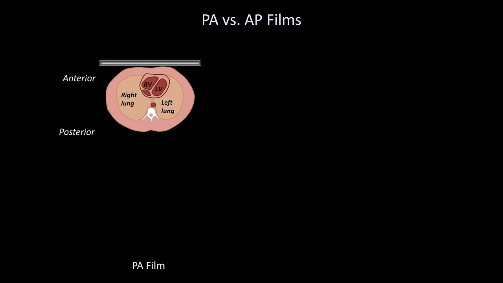Before I discuss specific findings, I need to also review another very important difference between PA and AP films that I haven't talked about yet. Let's start with a PA film, and here's an axial cross-section through the thorax at the level of the heart. The patient's front is up against the photographic plate at the top.